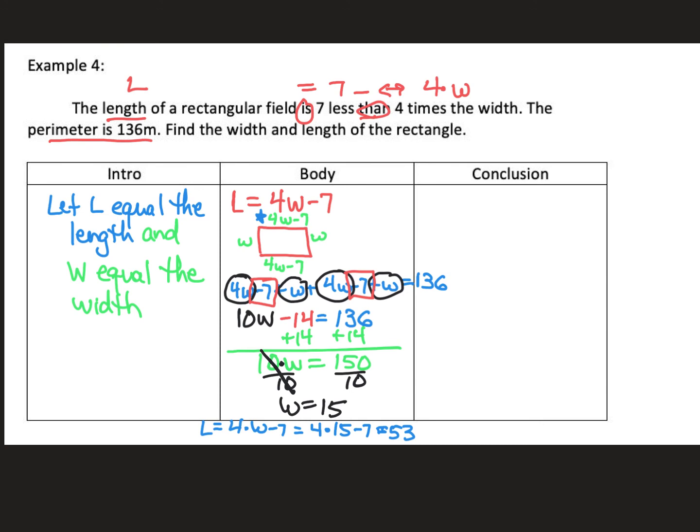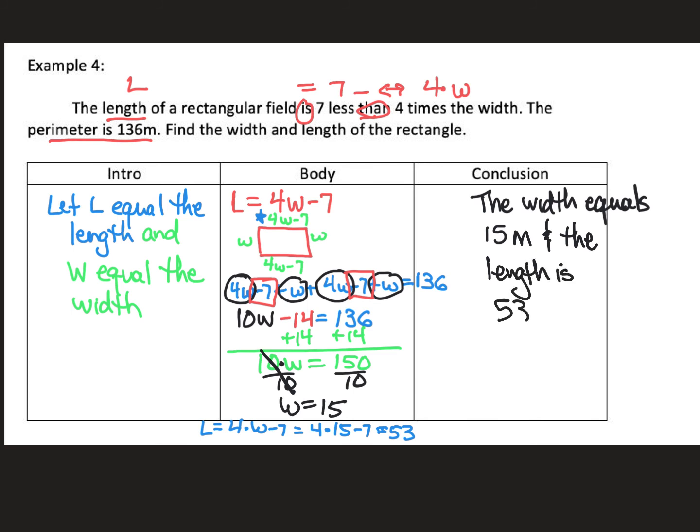So what is our conclusion? Well, we are looking for both the length and the width. So we're going to say the width equals 15, and at the beginning, if you notice up here, it has meters. We're going to put meters with that. And the length is 53 meters. So this time we were looking for 2 of them.